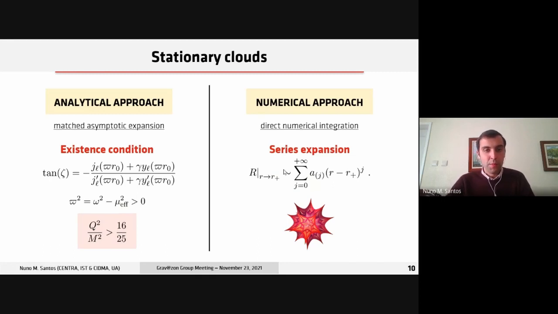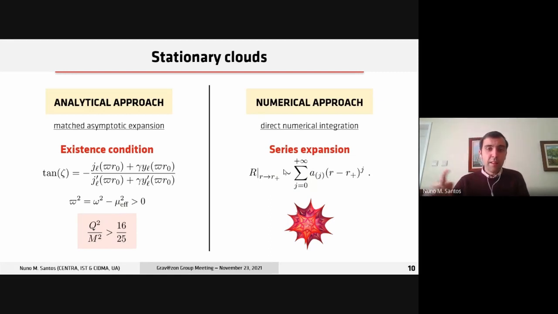And you can confirm this numerically. You only get solutions in that interval. Okay. Numerically, we perform a direct numerical integration using Mathematica. You don't need much more than Mathematica to run such a code. It's very simple. For that purpose, we write the radial function as a series expansion around the event horizon, and we integrate the radial equation from the event horizon to R0, to our boundary.